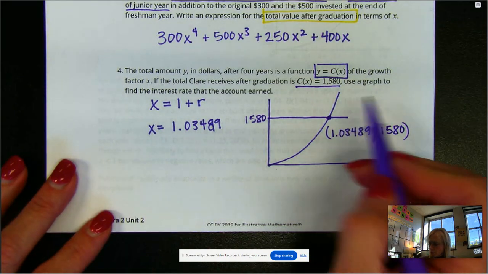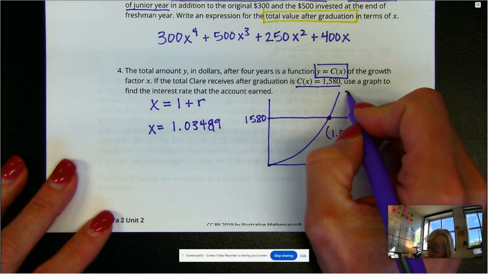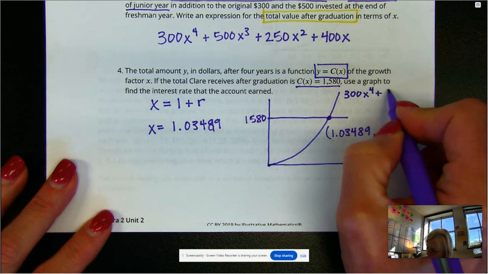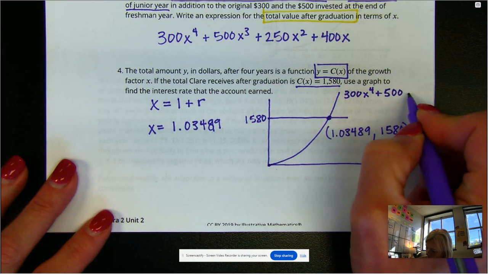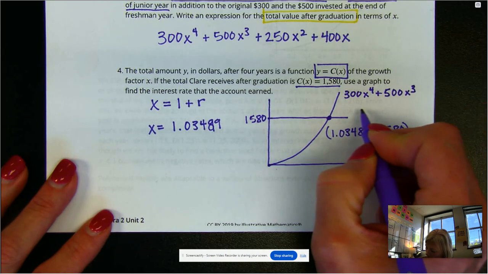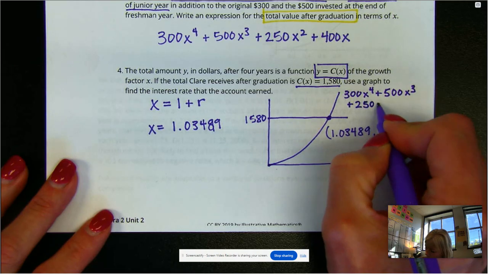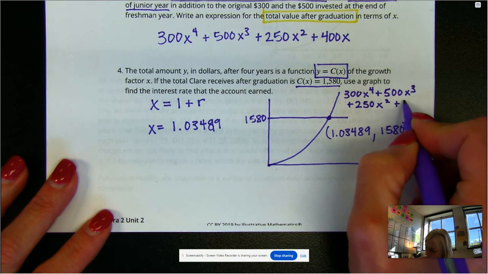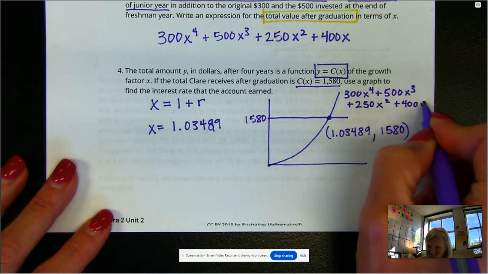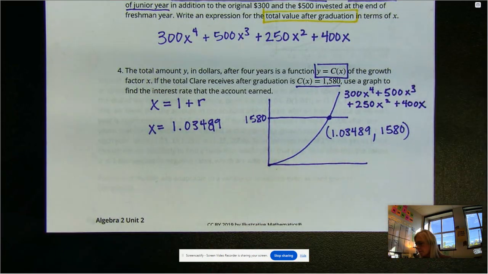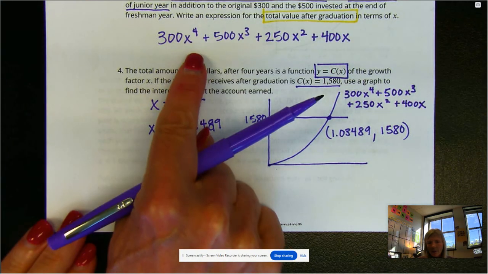Okay, so this was our function, 300x to the fourth plus 500x to the third plus 250x squared plus 400x. So the curve was the function that we came up with, this one right here.